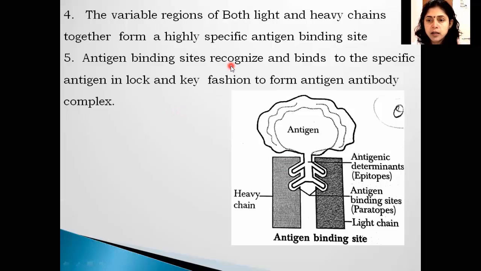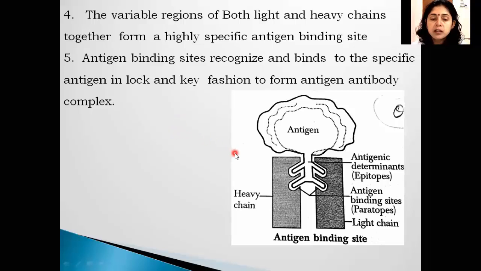So the portion we just saw, the variable regions of both the light and the heavy chain, together form a highly specific antigen binding site. This antigen binding site recognizes and binds to the specific antigen. The heavy chain variable region and the light chain variable region bind to the antigen in which way? In a lock and key fashion, to form the antigen antibody complex.